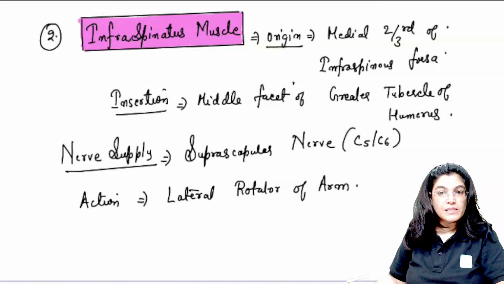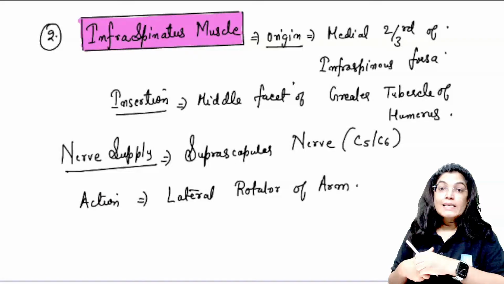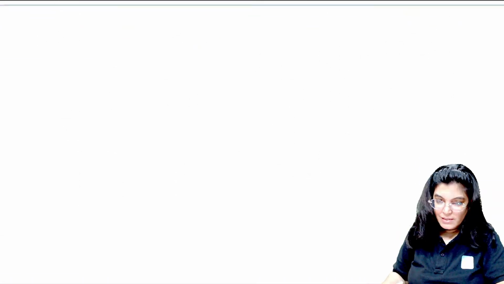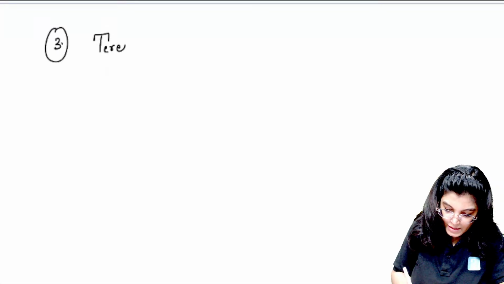Which is the next muscle of the rotator cuff group? SITS, the teres minor muscle. So let's discuss the teres minor muscle, the third muscle.